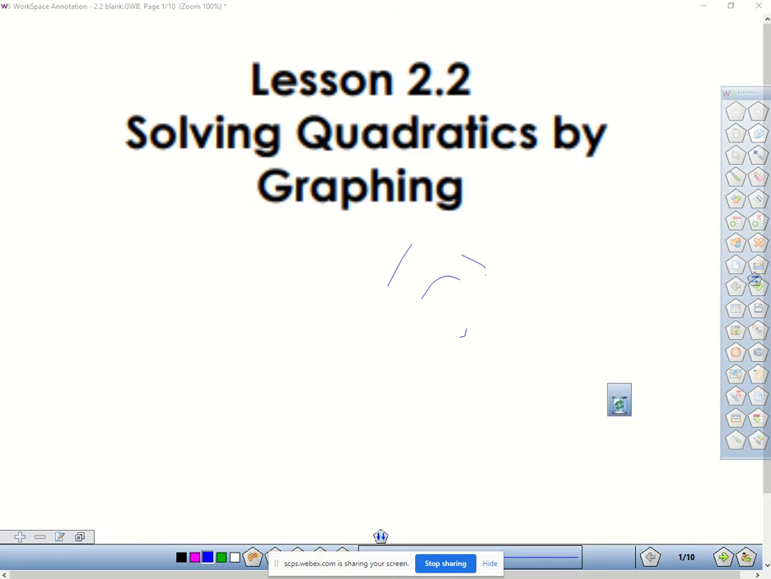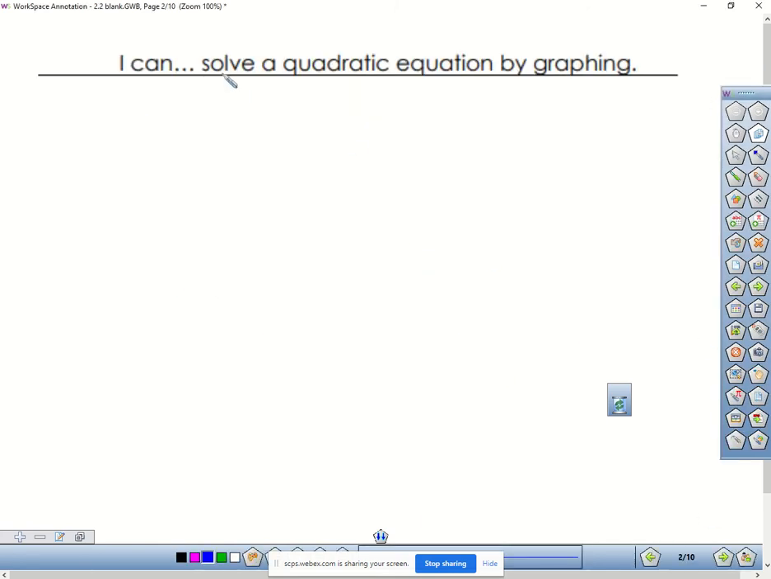Alright, so today we're going to be talking about solving quadratics by graphing. So yesterday we learned about graphing quadratics in standard and vertex form, and now we're going to talk about finding their solutions using these methods. Our goal today will be to solve a quadratic by graphing.